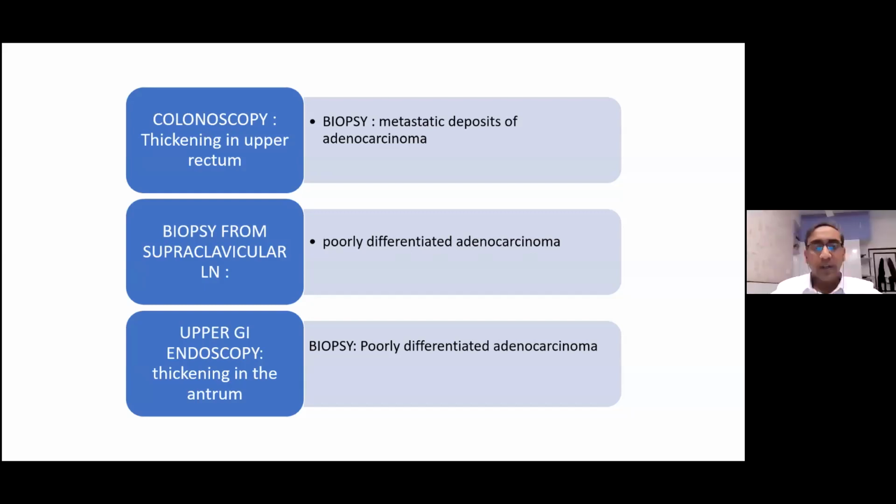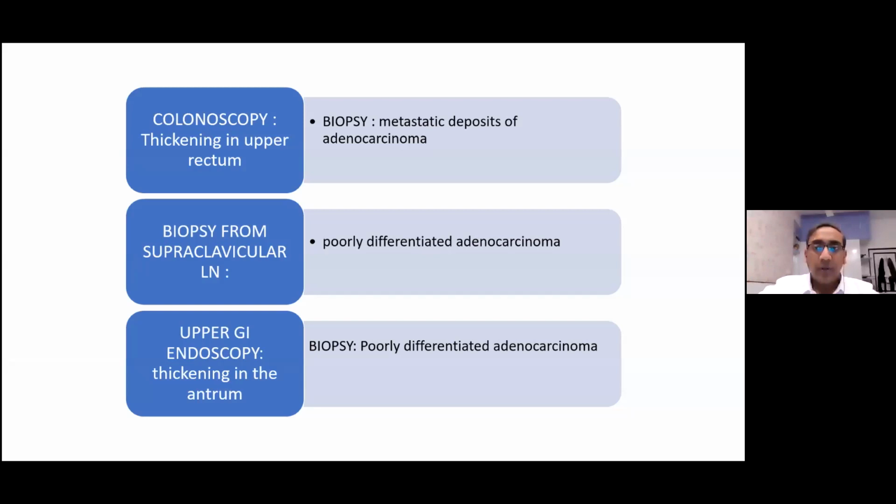Fair enough. We can definitely investigate further from the imaging point of view. But now let us see what hint we get from the pathological point of view. In addition to the biopsy from the supraclavicular lymph node, which picked up a poorly differentiated adenocarcinoma, we then ordered a colonoscopy and an upper GI endoscopy. The colonoscopy picked up a thickening in the upper rectum, the biopsy of which revealed a metastatic deposit of adenocarcinoma, and the upper GI endoscopy picked up a thickening in the antrum, and the biopsy was again poorly differentiated adenocarcinoma. So here we have biopsies from three different sites, all picking up a poorly differentiated adenocarcinoma.